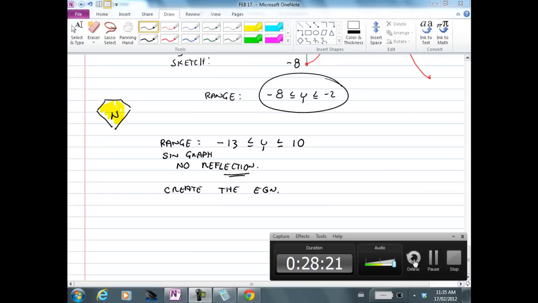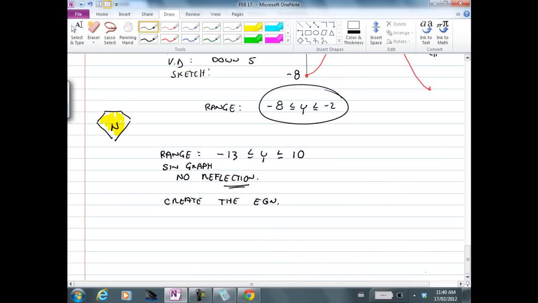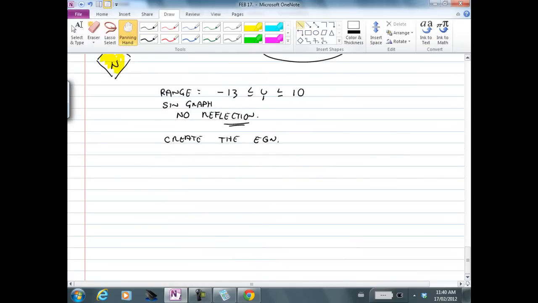If you're lost on this, the best way to do this is a quick sketch. Again, I know this is a sine graph. You can't really label anything yet, so let's just draw a simple sine graph. I know there's no reflections. Go up, down, up. That's it. Now we're going to try to label. It says my range is from -13 to 10. So this is -13. This is 10.